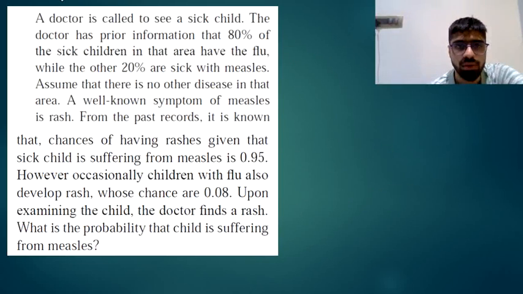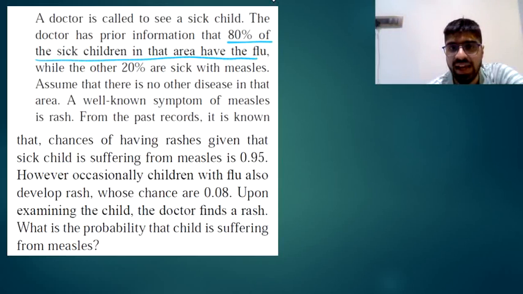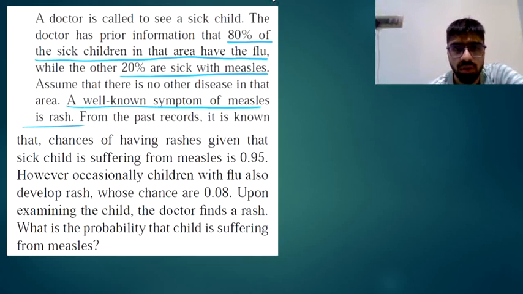Going ahead with the next question. A doctor is called to see a sick child. The doctor has prior information that 80% of the sick children in that area have flu, while the other 20% are sick with measles. Assume that there is no other disease in that area. A well-known symptom of measles is a rash. From the past records, it is known that the chance of having rashes, given that the sick child is suffering from measles, is 0.95. However, occasionally children with flu also develop a rash with a probability of 0.08. Upon examining a child, the doctor finds a rash. What is the probability that the child is suffering from measles?